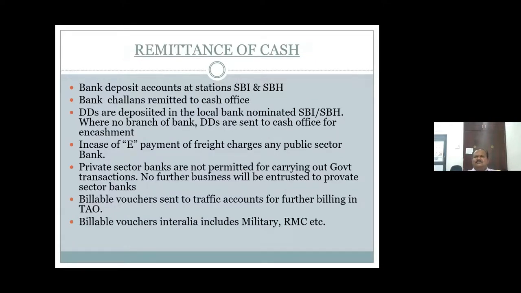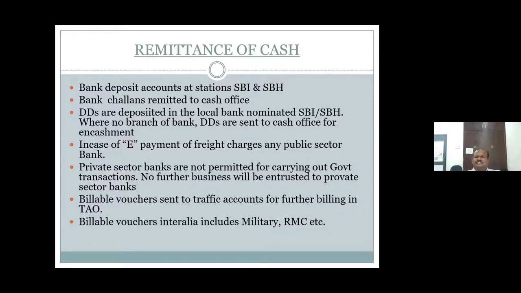So cash can be collected wherever the nearest banks are there. Now SBH is not there, SBA is there. So wherever the nearest banks are there, their nominated bank will be there. In that bank, they will be collecting and depositing. If at all there is no nominated bank, then only cash can be collected under the cashback system, and it is deposited with the cashiers and moved into the cash office. So DDs, wherever they are collected, are deposited in the local banks.